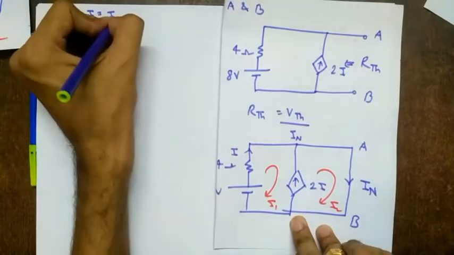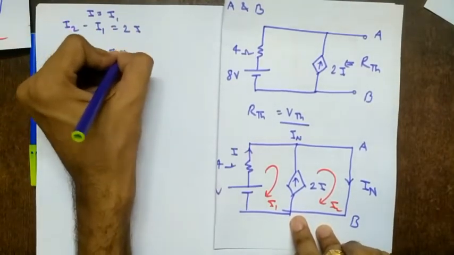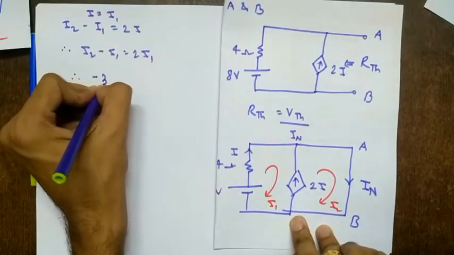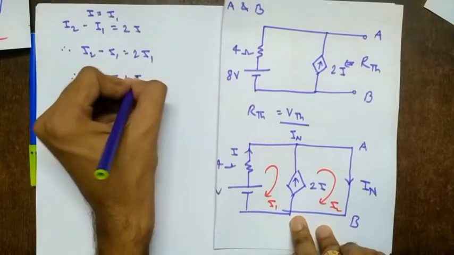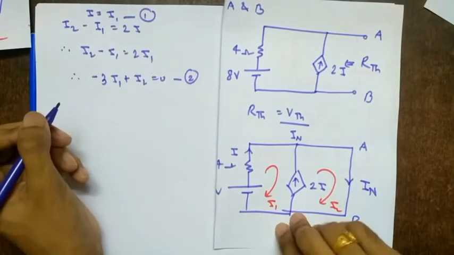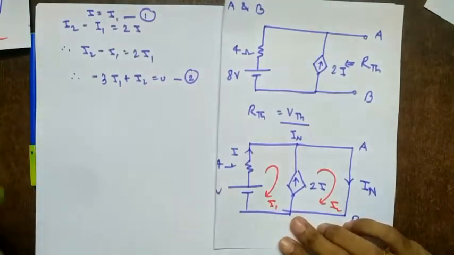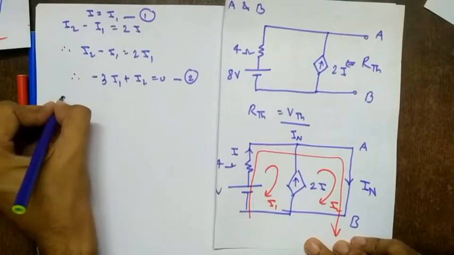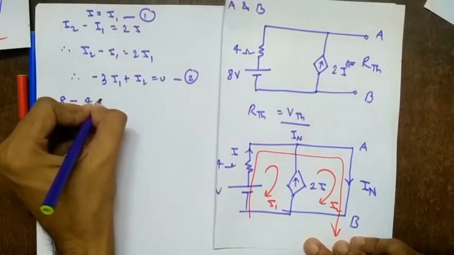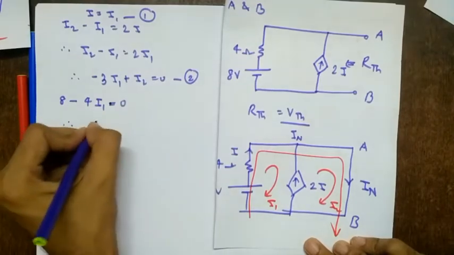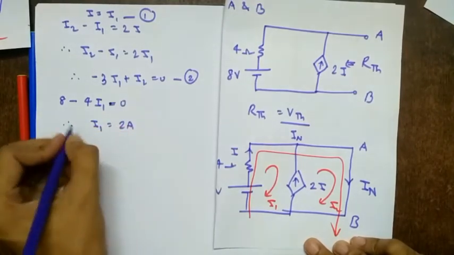So I can write I1. Therefore I2 minus I1 equal to 2I1. Therefore minus 3I1 plus I2 equal to 0. This was equation 1 corresponding to the dependent variable. This is equation 2. Then for the super mesh, we apply KVL to the outermost mesh. So this is 8 volts. So 8 minus 4 I1, that's it, equal to 0. Therefore from here we get I1 equal to 2 amperes.